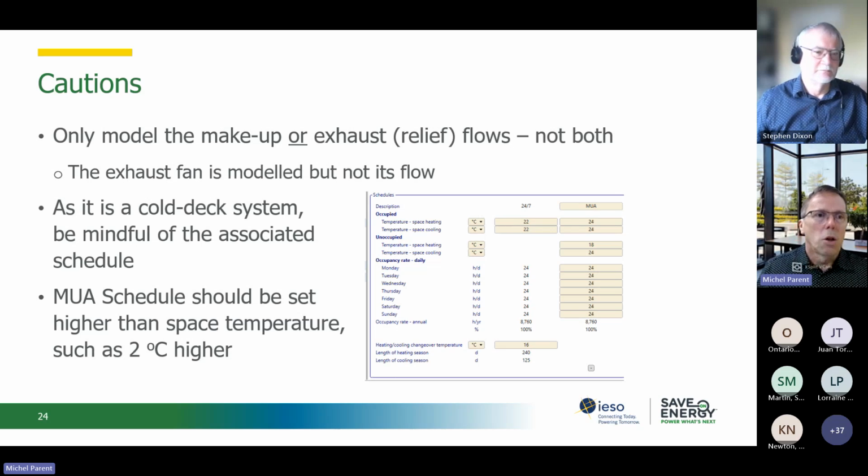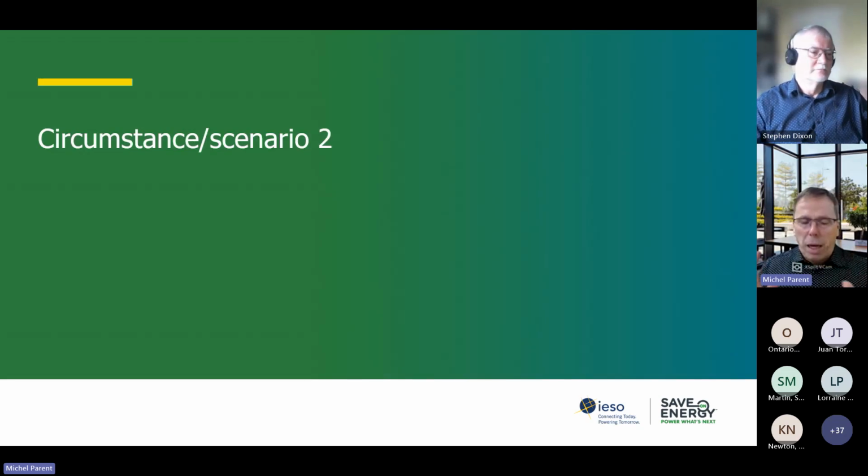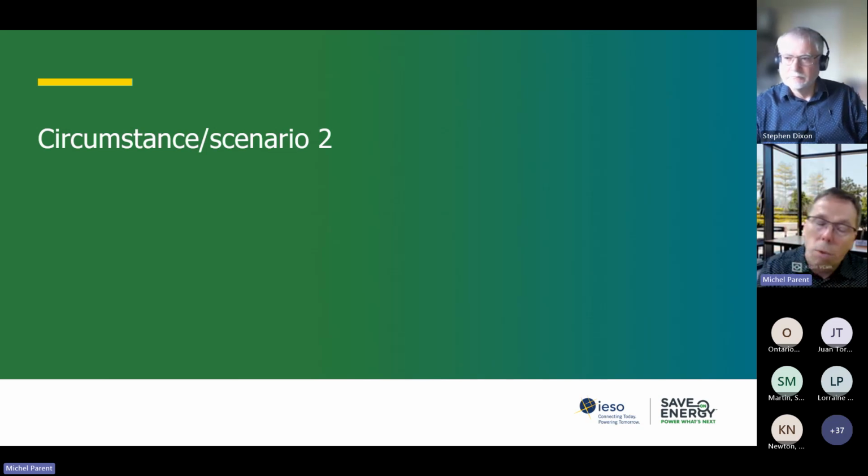Not both. So that's, I'd say, the big caution about the makeup air unit: if it's a makeup air unit that's cold deck, use a different temperature schedule if you want a proper, or more realistic, load calculation. Not that the other one's bad, like I said, it will be conservative.